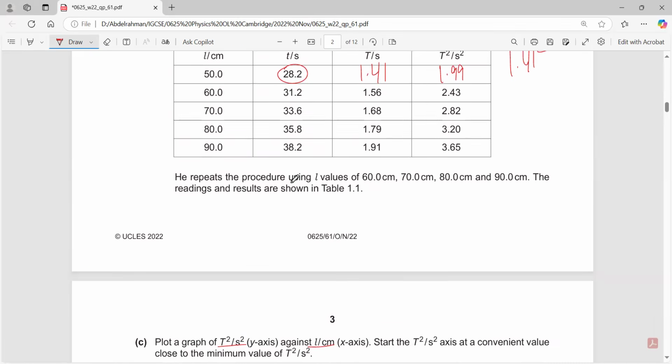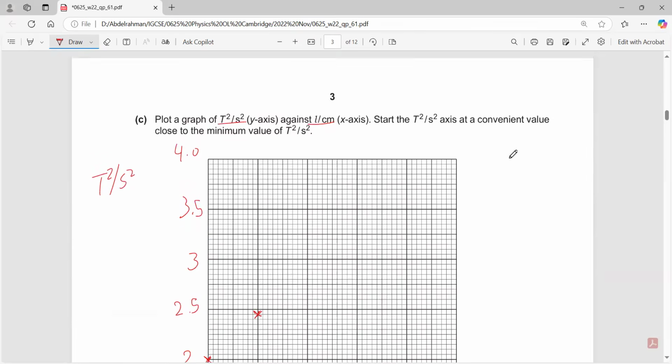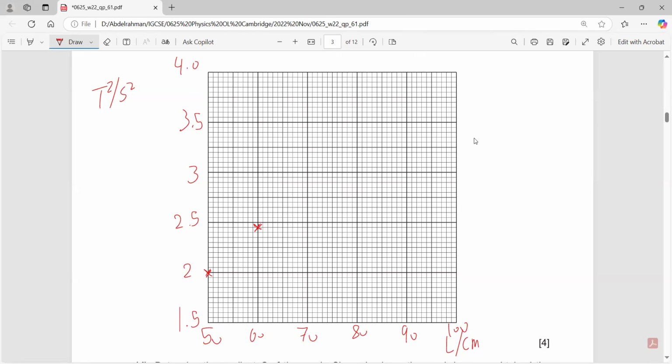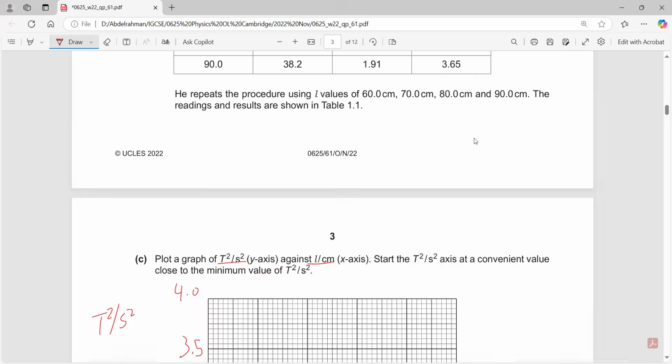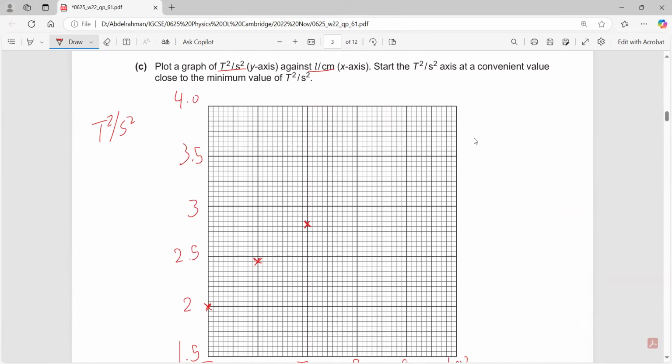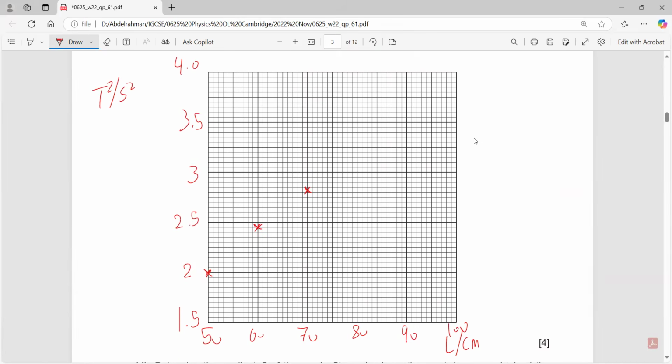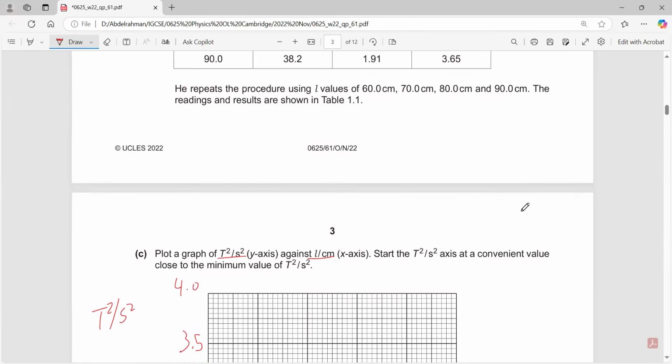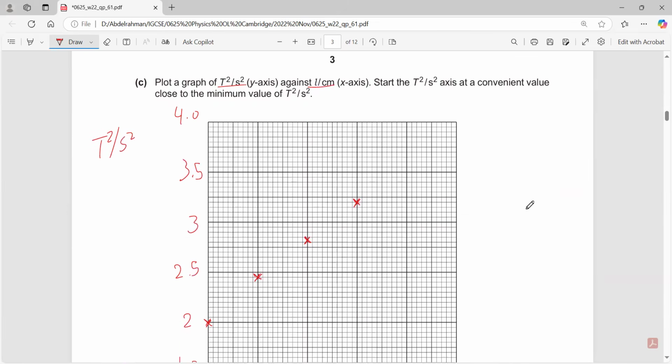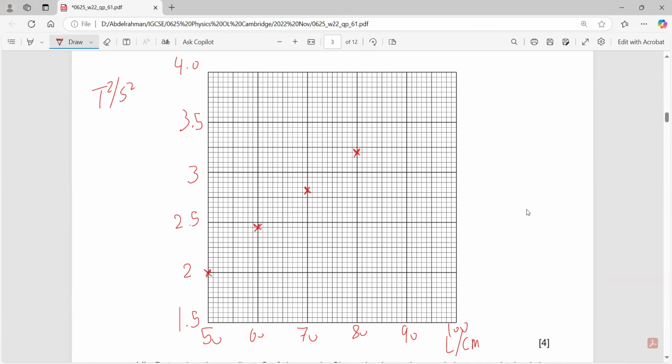70 and 2.82. So this is 2.9, and 2.82 is here. 80 and 3.2. And last but not least, 90 with 3.65. This is 3.65.